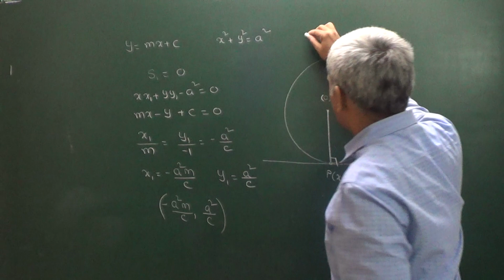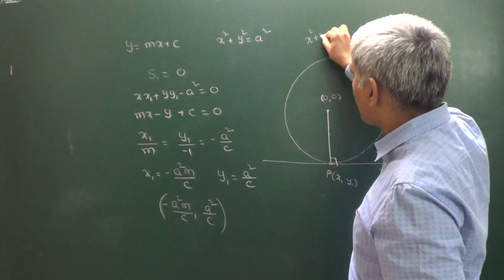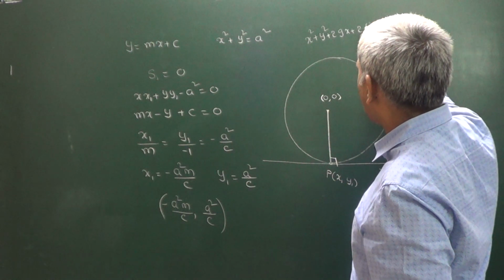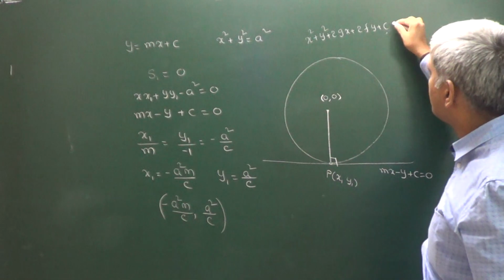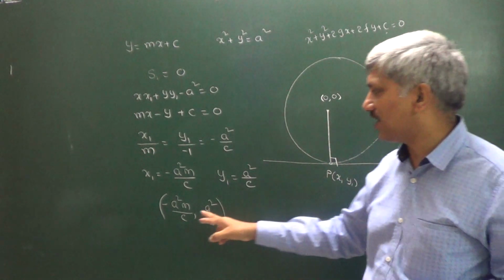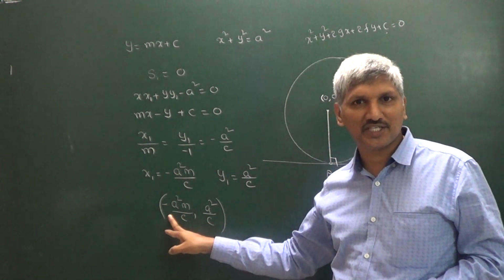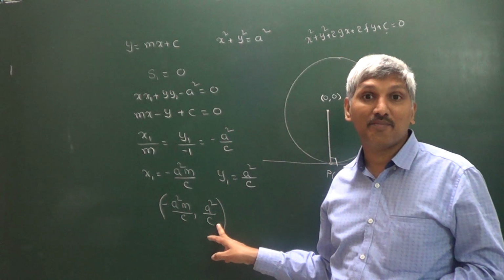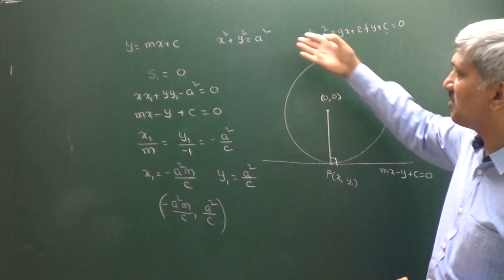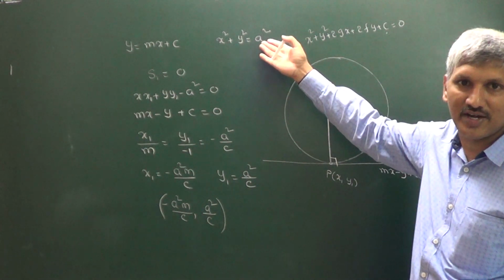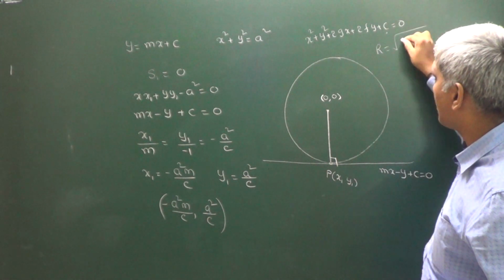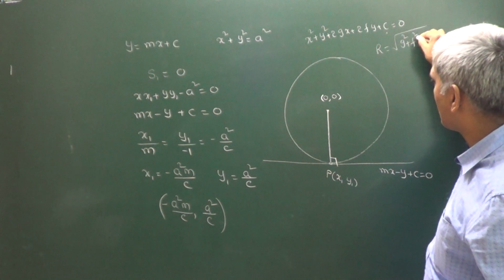Suppose the circle equation is this one, x square plus y square plus 2gx plus 2fy plus c is equal to 0. Then what happens? Nothing will differ here. For x coordinate we have to add minus g, for y coordinate we have to add minus f, and in the place of a square what we have to write? A square is nothing but the radius of this circle square. A is the radius of this circle, whereas this circle radius is equal to square root of g square plus f square minus c.